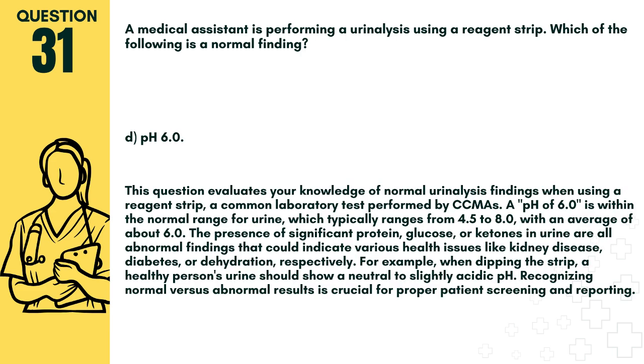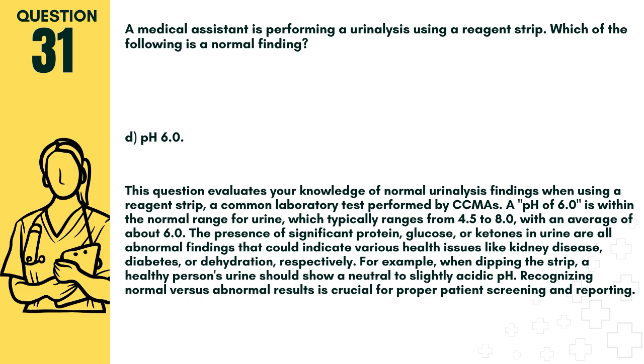Answer: D. pH 6.0. This question evaluates your knowledge of normal urinalysis findings when using a reagent strip, a common laboratory test performed by CCMAs. A pH of 6.0 is within the normal range for urine, which typically ranges from 4.5 to 8.0, with an average of about 6.0. The presence of significant protein, glucose, or ketones in urine are all abnormal findings that could indicate various health issues like kidney disease, diabetes, or dehydration, respectively.